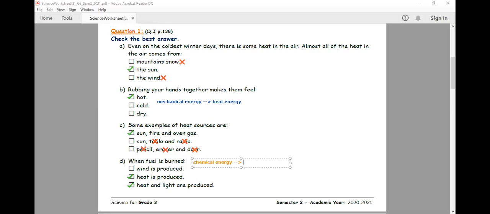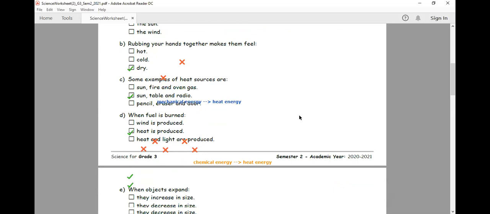Please mute. I will count till 5. You should all be muted. 1, 2, 3. Okay. When we burn things, it's the chemical energy that is converted into heat energy. Let's move to the next part.